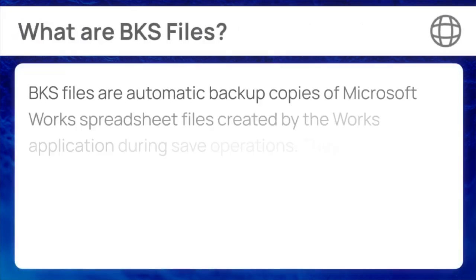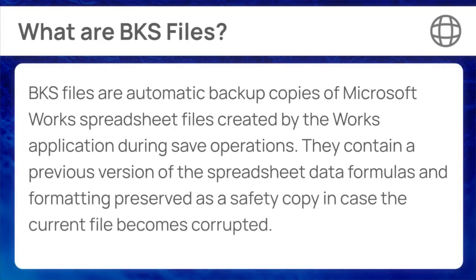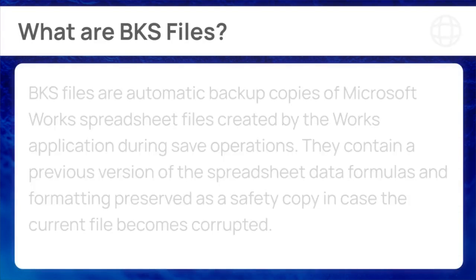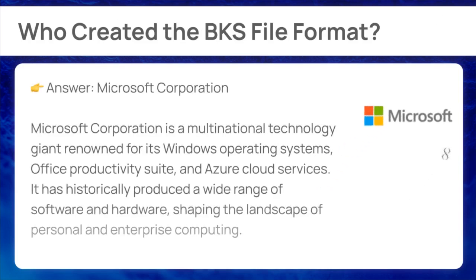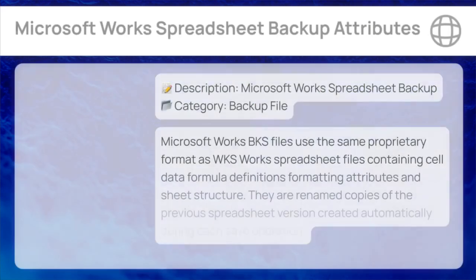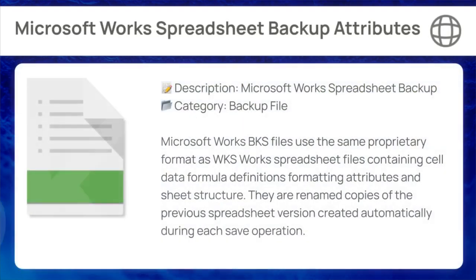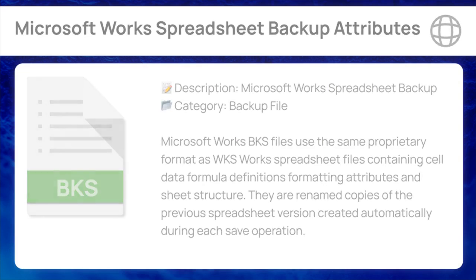BKS files are automatic backup copies of Microsoft Works spreadsheet files created by the Works application during save operations. They contain a previous version of the spreadsheet data, formulas, and formatting, preserved as a safety copy in case the current file becomes corrupted. Microsoft Works BKS files use the same proprietary format as WKS Works spreadsheet files, containing cell data, formula definitions, formatting attributes, and sheet structure. They are renamed copies of the previous spreadsheet version created automatically during each save operation.